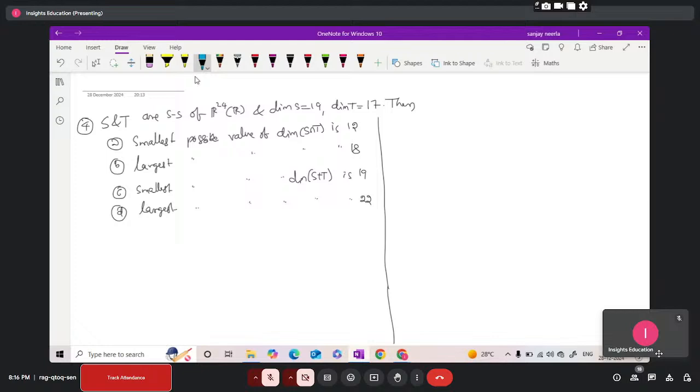Okay. Now we'll solve this problem two ways. First of all, the normal formula. The normal formula: what is the dimension of S plus T? Dimension of S plus T is dimension of S plus dimension of T minus dimension of S intersection T.